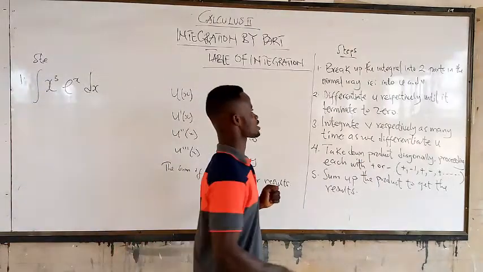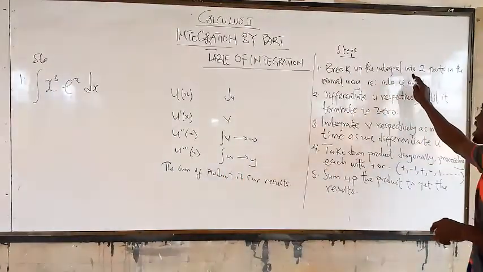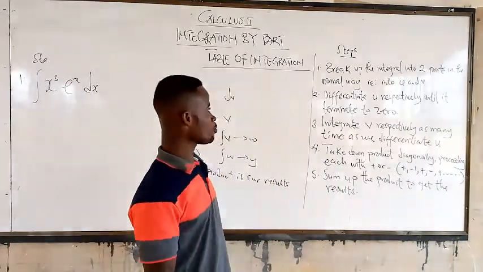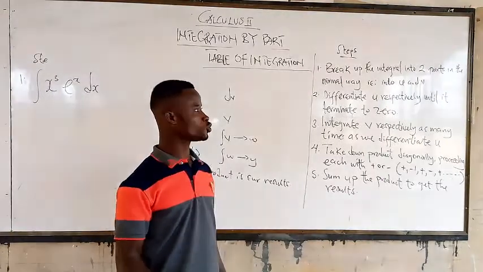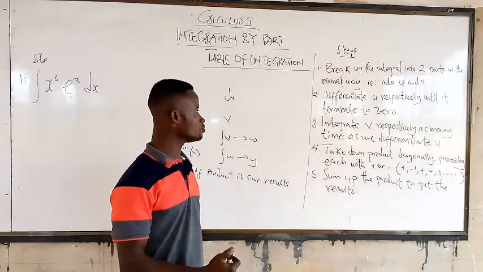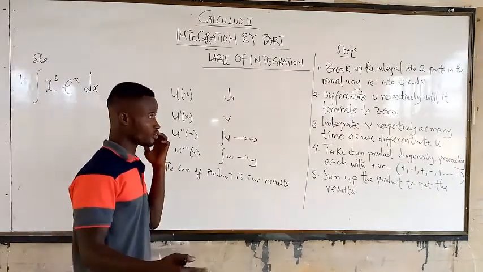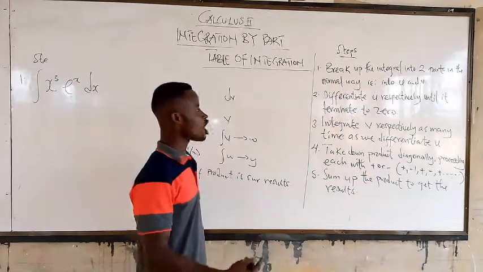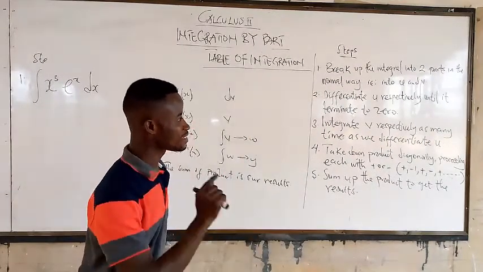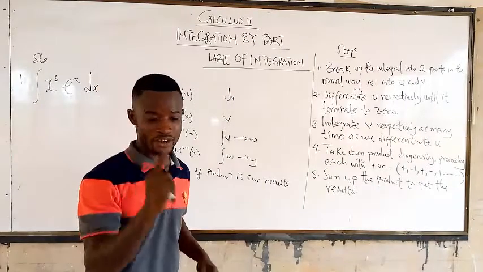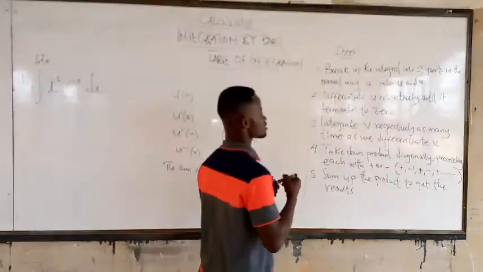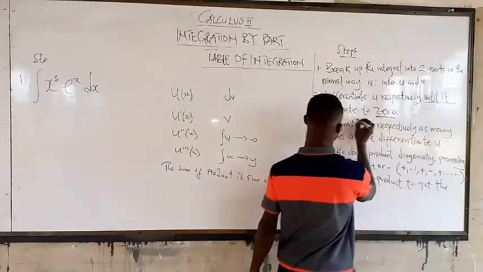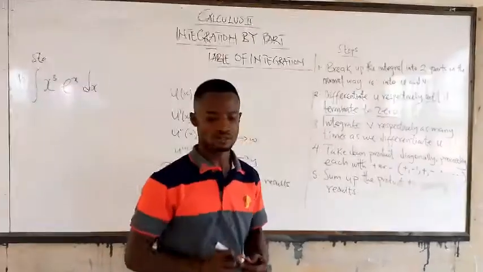First, you break up the integral into two parts in the normal way, and I hope you know the normal way, where we choose u and v. You know how to choose that already. Two, differentiate u respectively until it terminates to 0. This part is very necessary.